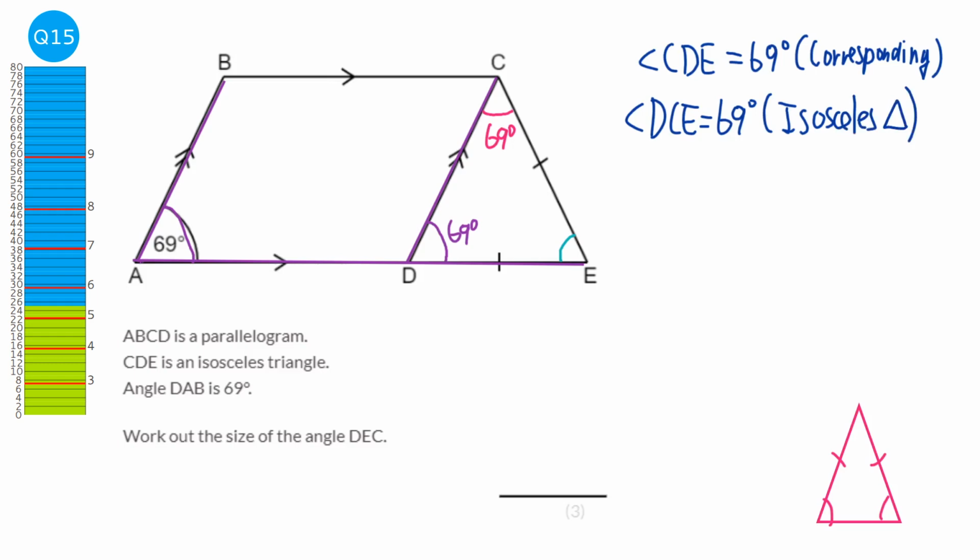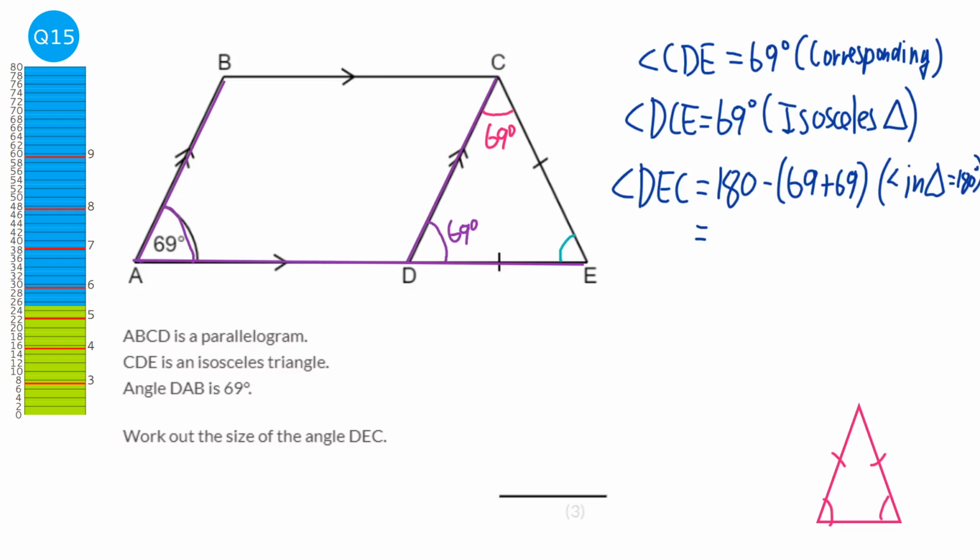And finally, we can work out what CED is by taking those away from 180. So angle CED, or actually I should keep it as it says in the question, DEC, is equal to 180 take away the 69 plus 69. And the reason for that is angles in a triangle equal 180 degrees. And when you do that, you get the answer of 42 degrees. So the answer is 42 degrees.